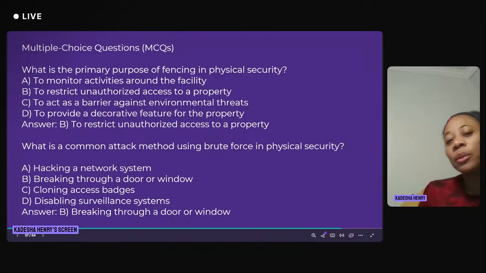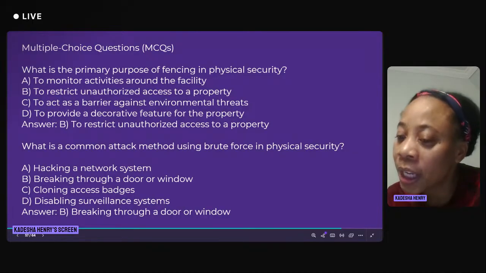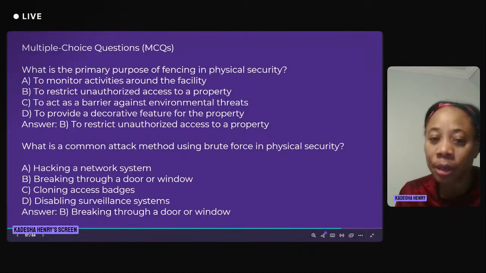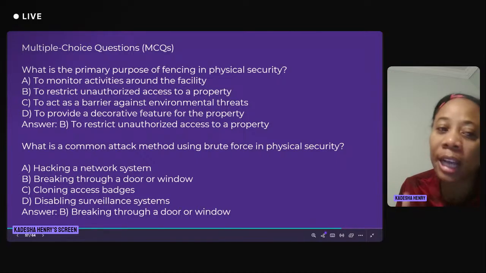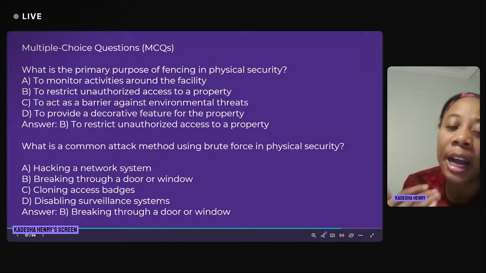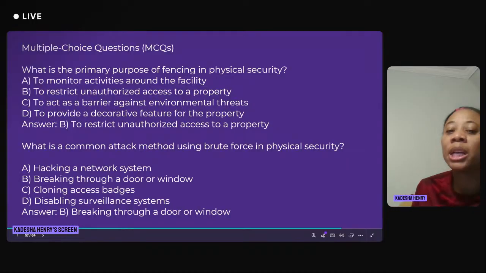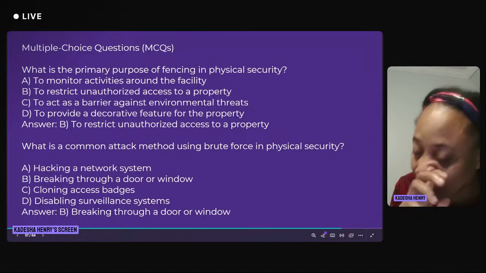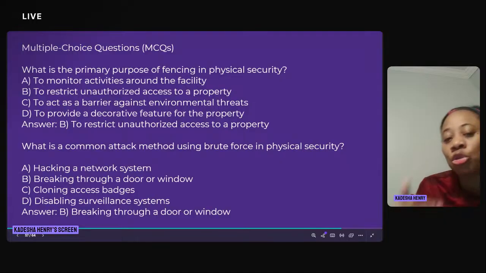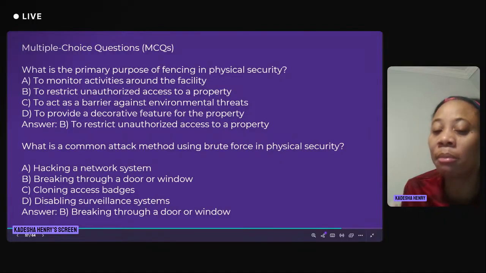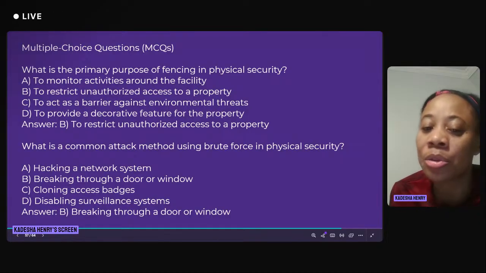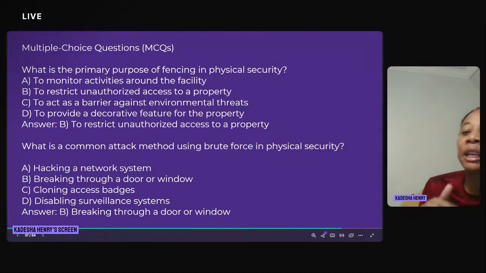And we talked about that. We said physical security consists of barriers and perimeters that are put in place to safeguard the company's assets and personnel against theft and damage, right? So we would say the answer is B, to restrict unauthorized access to a property. We put all of these fences and perimeters in place to guard against unauthorized access to a property.